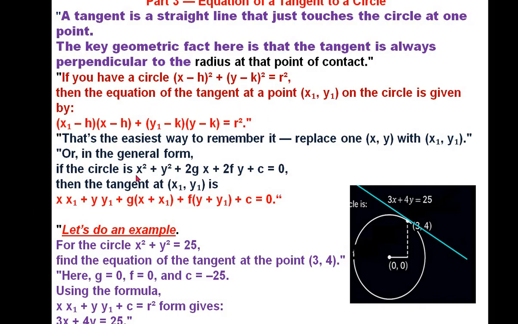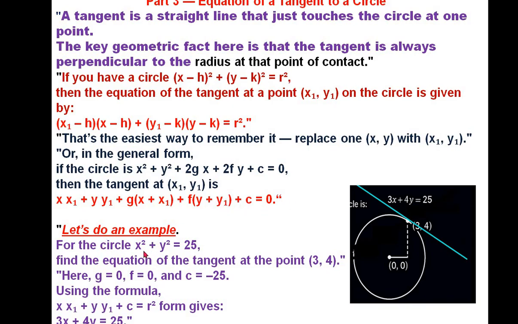If the circle is x² + y² + 2gx + 2fy + c = 0, then the tangent at (x1, y1), our given point, can be calculated like this: x·x1 + y·y1 + g(x + x1) + f(y + y1) + c = 0. Let's do an example.